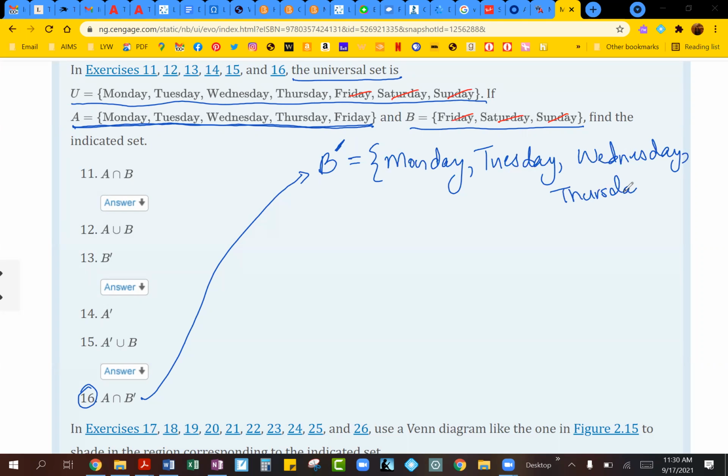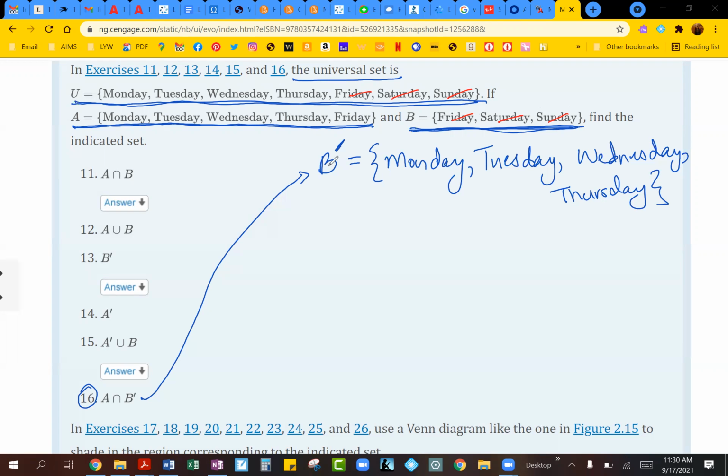So when we are talking about the complement of a set, since set B includes Friday, Saturday, Sunday, B prime cannot include those days. And you're always looking at the universal set, not set A. We have nothing to do with set A when you are trying to come up with the B prime. So look at the universal set and remove all of those elements which were part of set B, and whatever is left behind becomes your B prime.